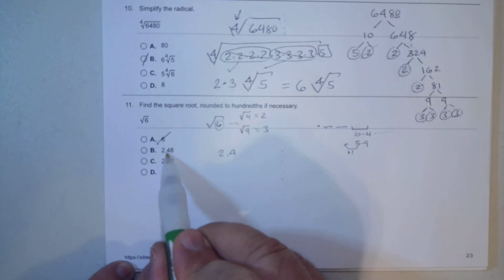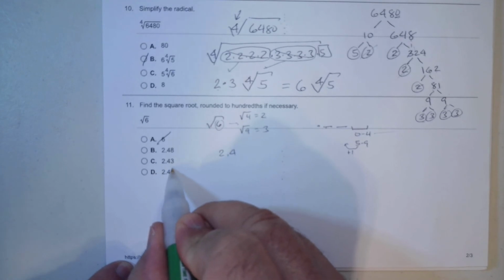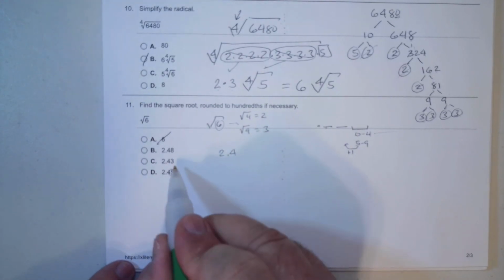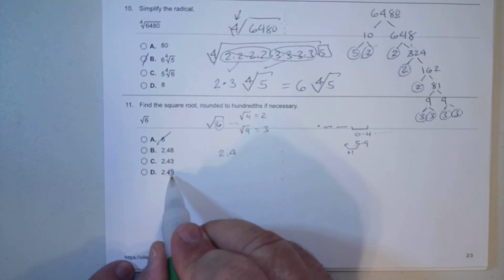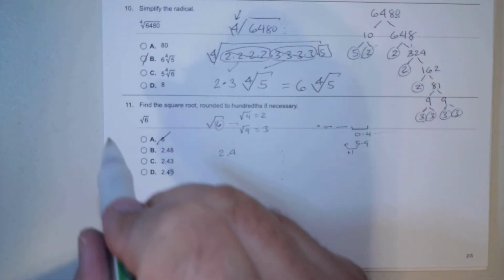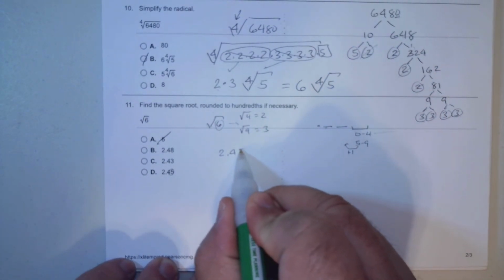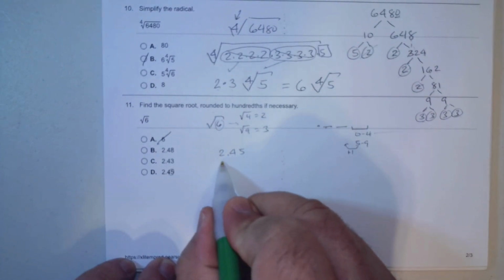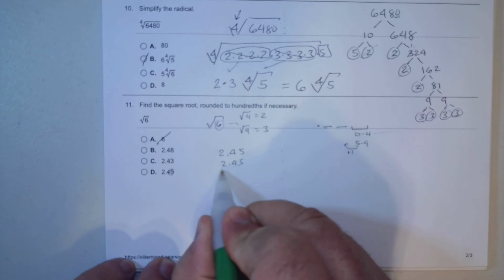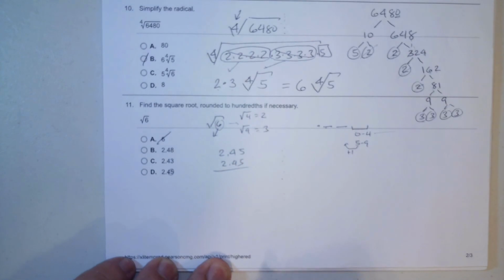So they're all 2.4s. Let's start with the middle number. This 2.43, 2.45, 2.48. Let's try the middle ones. If it's too big, we go down. If it's too small, we go up. So let's go 2.45 times 2.45. When we multiply these, we're trying to get the number closest to 6 as we can get.